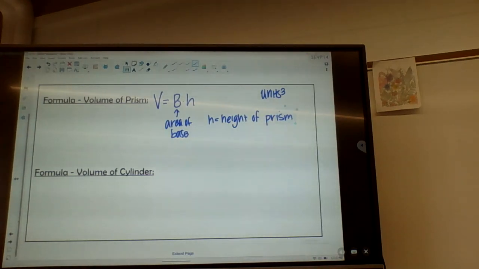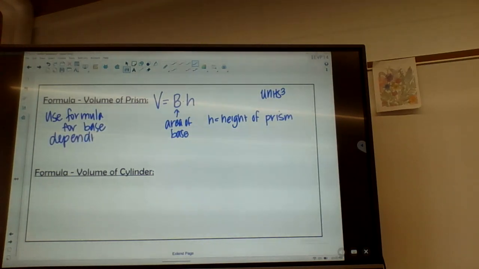Now that means we have to know what the base is. So we have to use the formula. I can't tell you for sure what the area formula is going to be because I don't know what the shape is going to be. We've learned that the base could be a pentagon, it could be a square, it could be a triangle. So it depends on what type of base we have for our prism.